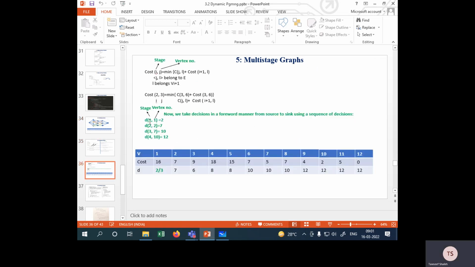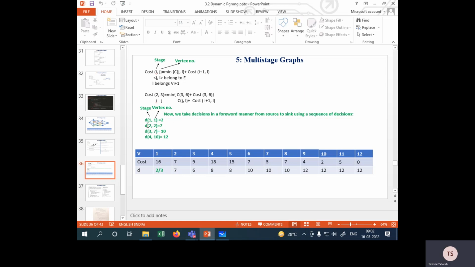This is what I have written here, d of 1 comma 1, which means I am now starting from node 1 in stage 1. So I will go to this table and find this node 1, meaning vertex 1, and I will see which is the next minimum node connected to this vertex 1. From the table, I will see that there are two nodes actually. Either it can go to node 2 in stage 2, or it can go to node 3 in stage 2.